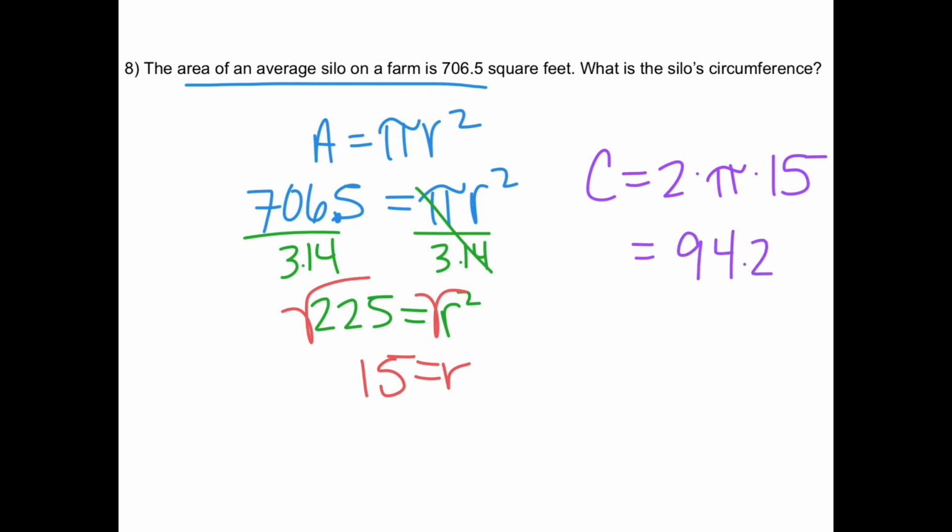So it is 94.2 feet. The radius is 15 feet. The circumference is just the distance, so it is 94.2 feet for the silo.